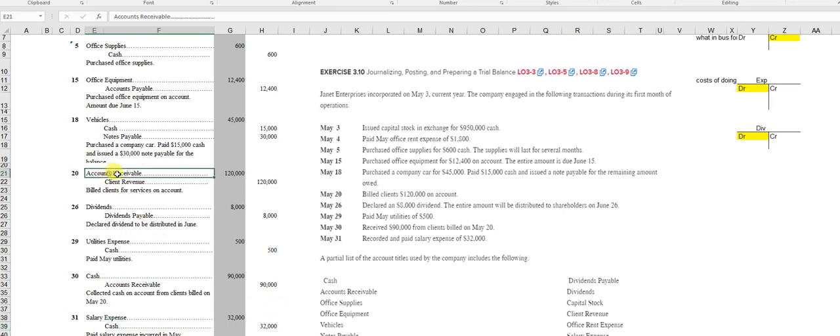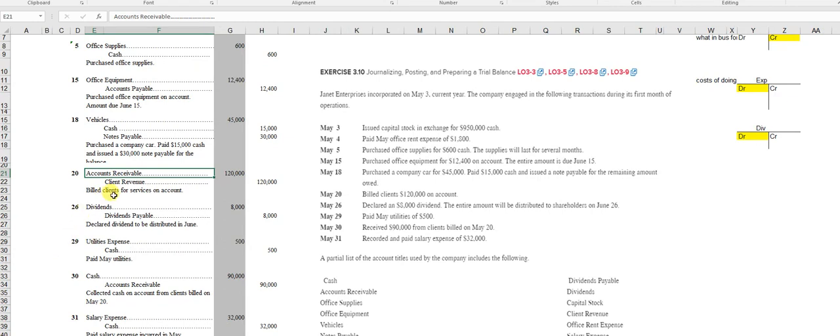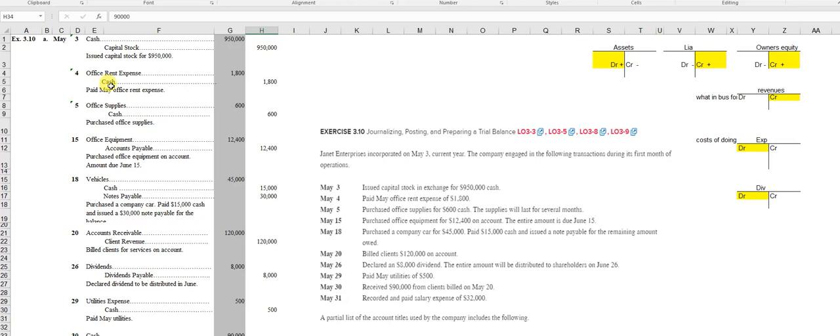So notice this accounts receivable has $120,000 in that journal entry, and right there it's $120,000, and this is the $90,000 that I collected right here. Okay, so these are just ways to figure out what do I have in each account. So again, back when I did it by hand, every time I made a journal entry, I would have to go find the cash page and post it in it, and I would have to go find the capital stock page and post it in it.